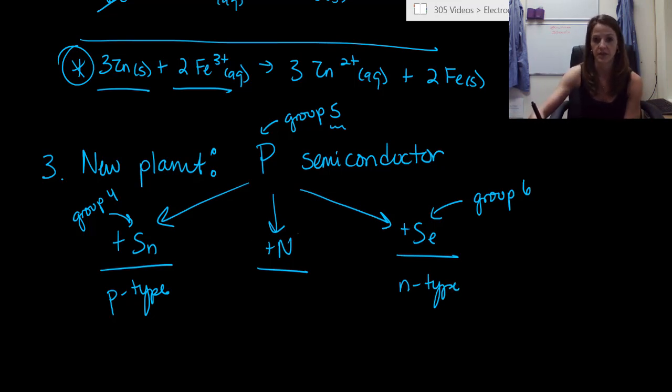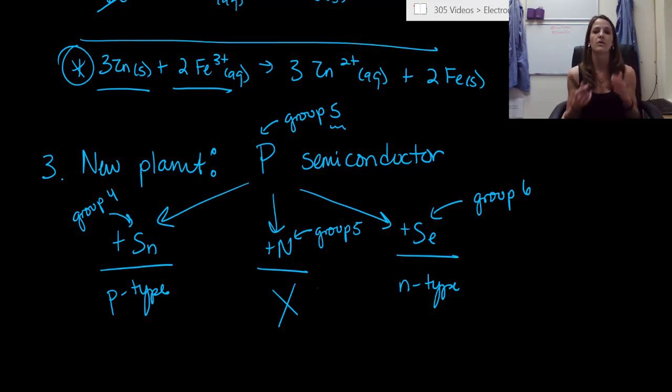Now let's look at nitrogen. Nitrogen is also in group 5. So if I add nitrogen to phosphorus, this is a nothing. They have the exact same number of valence electrons. So doing that would not be advantageous. There's no reason why you would ever add nitrogen to phosphorus unless you're some weird scientist and you just want to do it for fun. But there's no reason. If they're in the same group, you don't want to do it. Hopefully that makes sense.